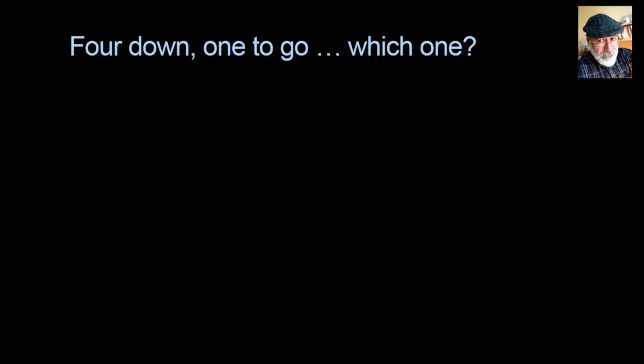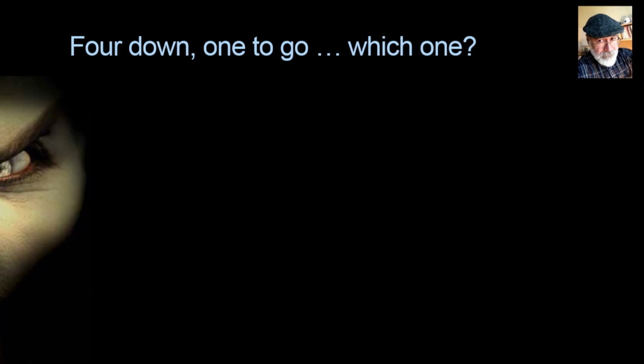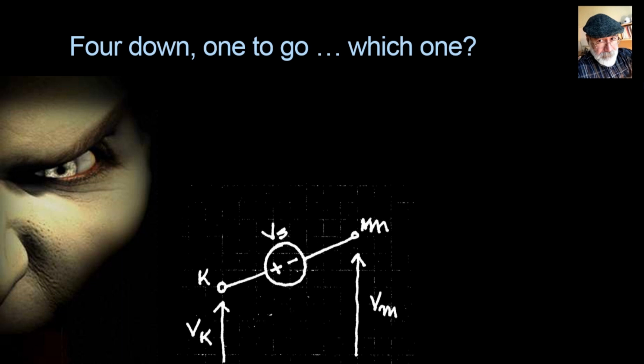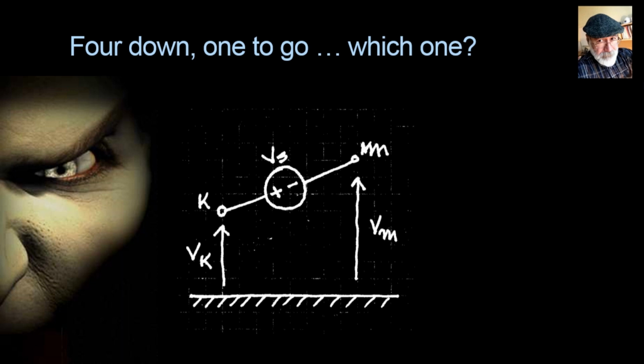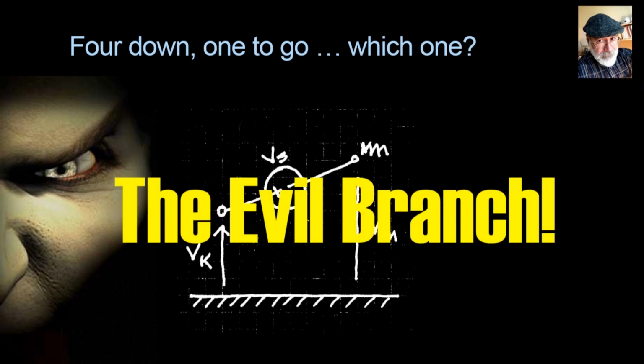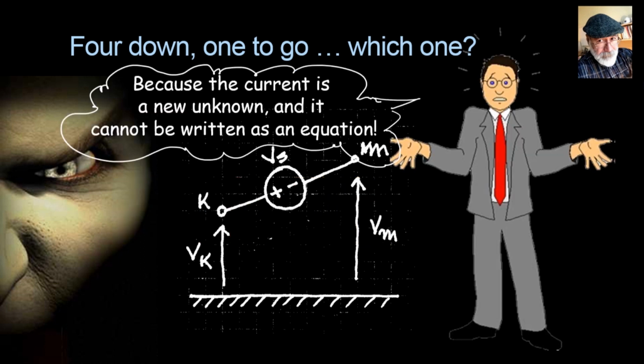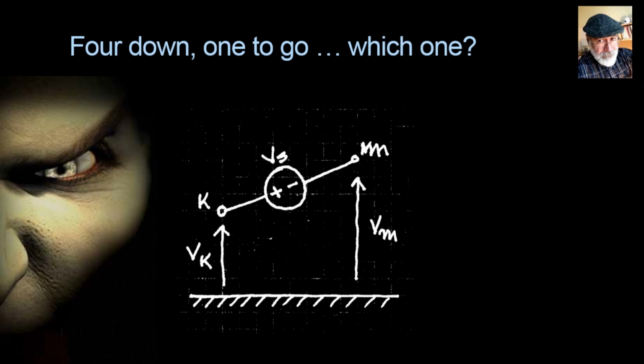Which one is still missing? You guessed right. That one. And now, from the underworld, I give you the evil branch. Why evil? Because the current is a new unknown. And if we have a new unknown, we need a new equation, and that is more work for us. That's why it's evil. What equation will that be?